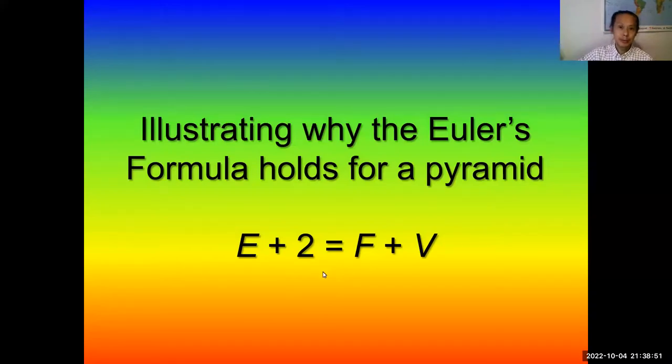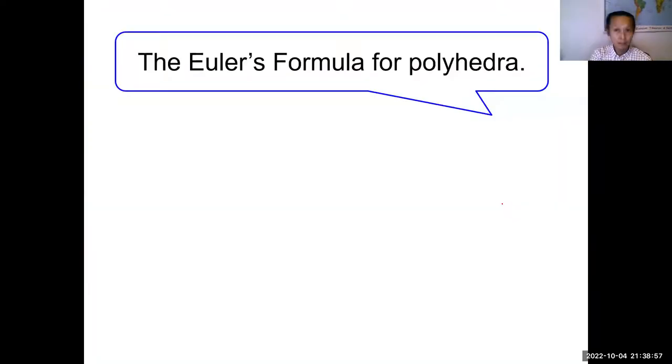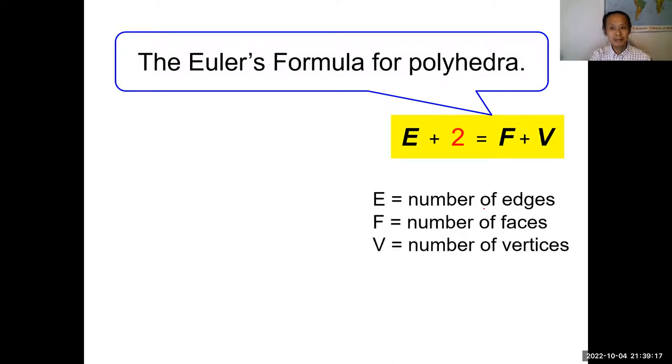In this video, I will illustrate why Euler's formula holds for a pyramid. Euler's formula is for any polyhedron, and a pyramid is a polyhedron. So the formula is E plus 2 equals F plus V. What are these variables? E is the number of edges, F is the number of faces, and V is the number of vertices.